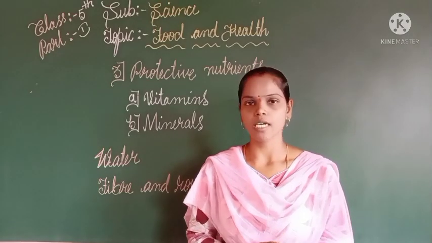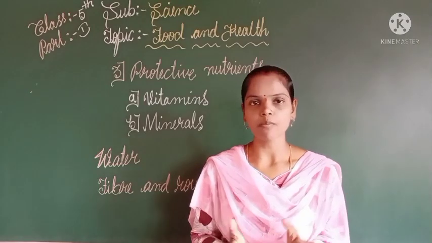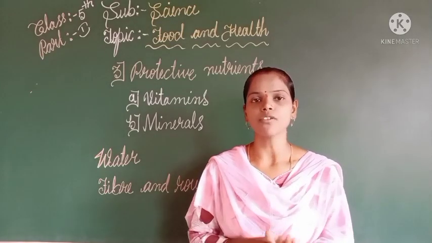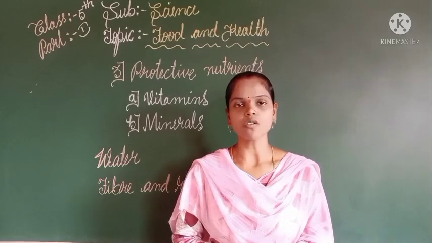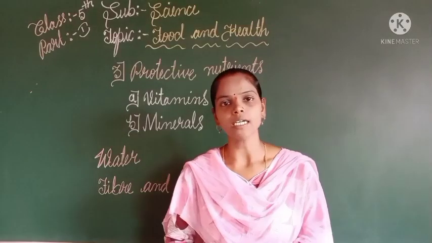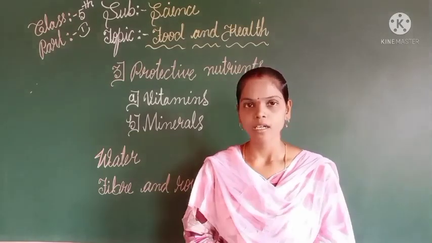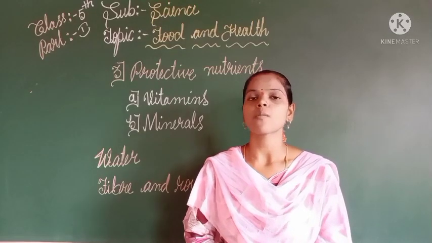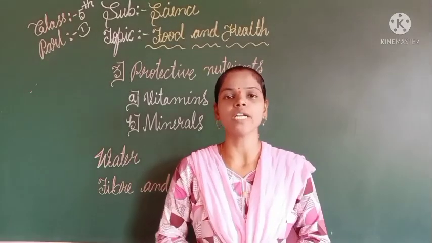Raw vegetables like carrot, beans, beetroot, and cereals contain fiber and roughage. Dear students, these are the different nutrients which are present in the food. We have to take an adequate quantity in our daily routine. So this is about the nutrients.